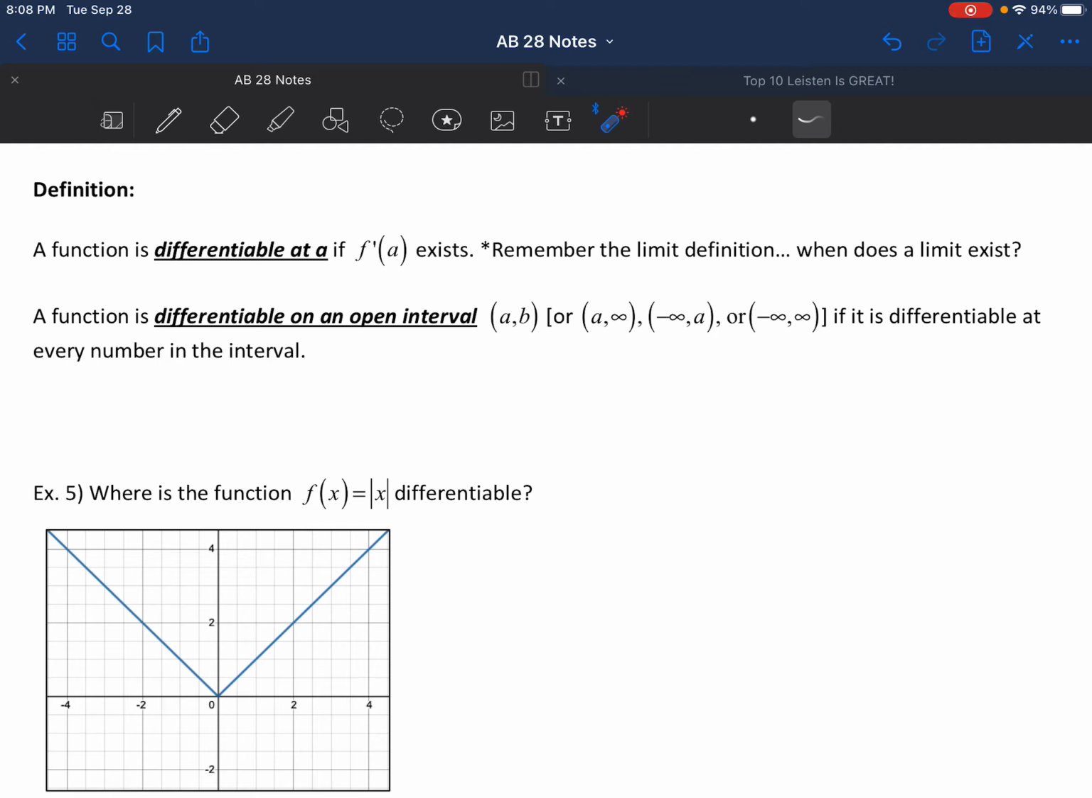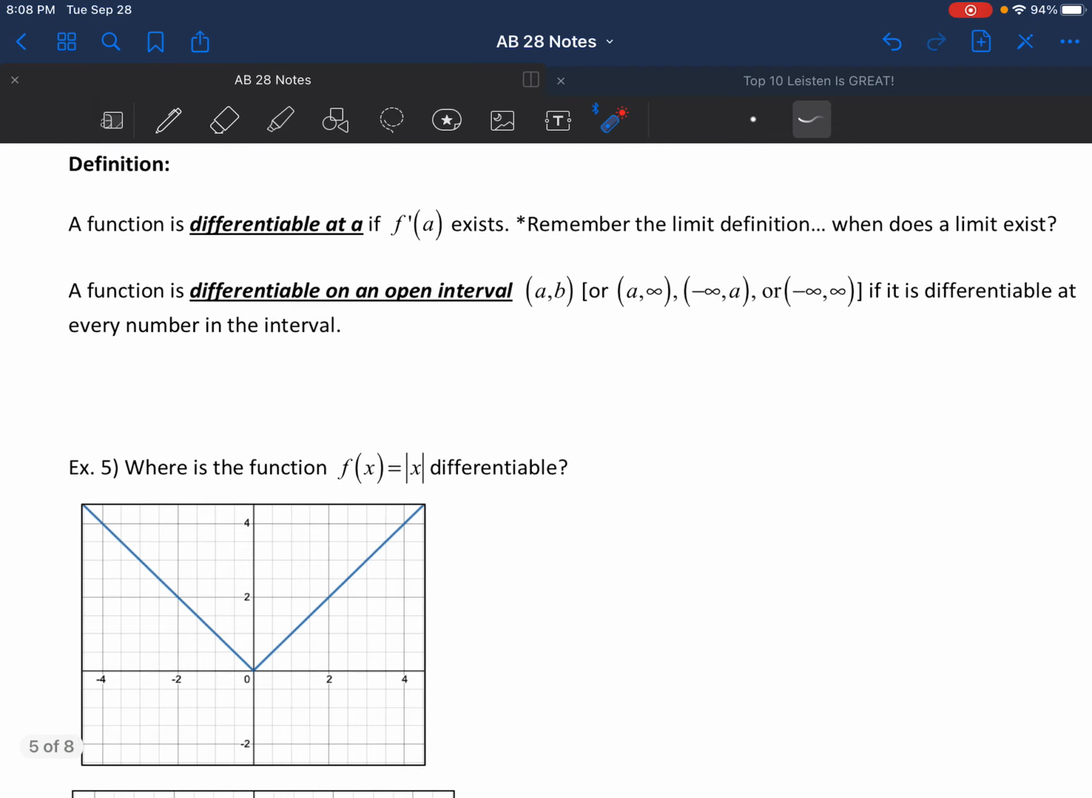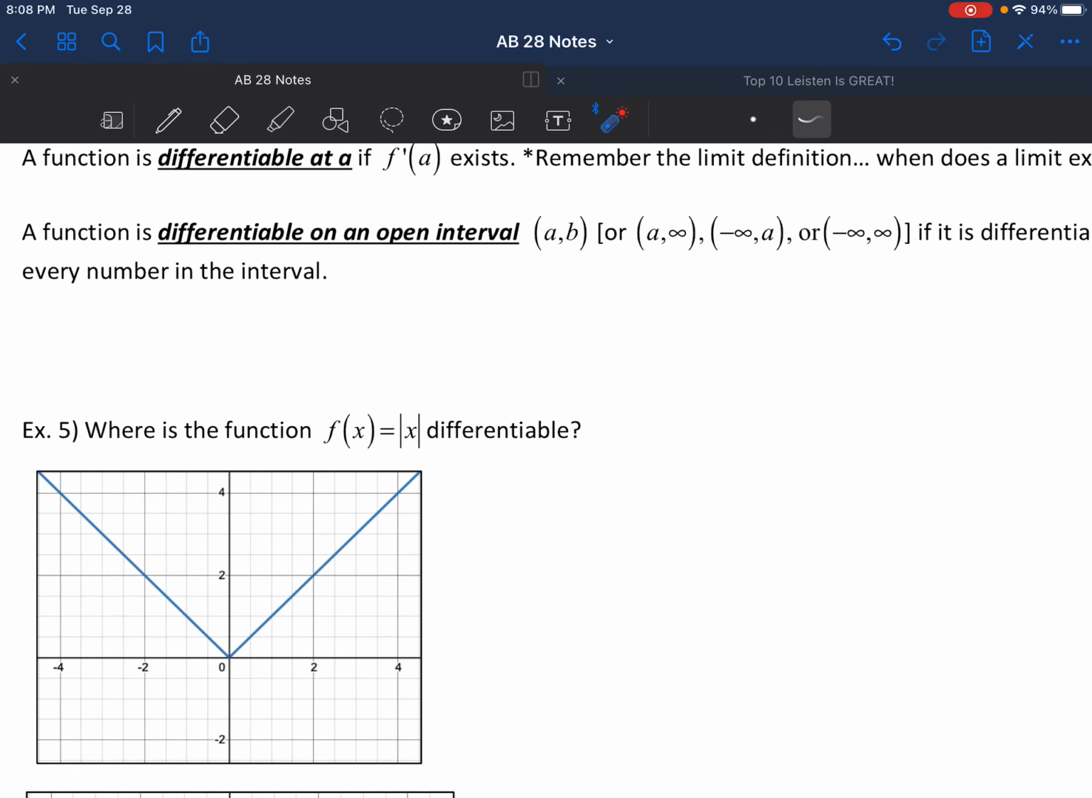Now, let's think about this. A function is differentiable at a if that derivative at that value exists. And that comes from the limit, meaning the left-hand limit matches the right-hand limit. When is the absolute value of x differentiable? Well, thinking derivative is slope.